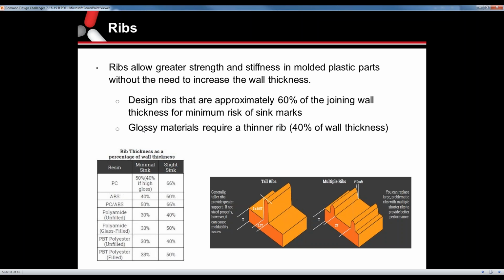So ribbing. A lot of customers come to us with designs with very thick part sections. This is where you want to core out and introduce ribbing back into the part. It's going to allow for strength and stiffness within the part, reduce the weight, and overall keep the integrity of the design. Whenever you're designing a rib, the common rule is to make it about 60% of the adjoining wall thickness.